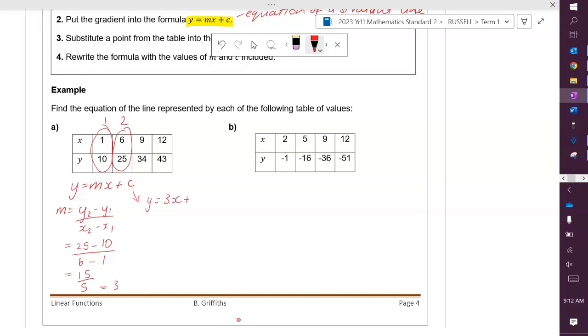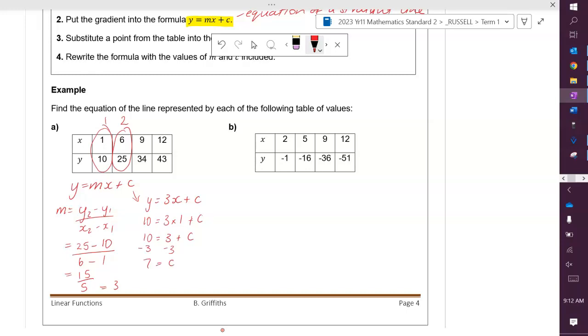So 3x plus c. What I then need to do is substitute in one pair of these coordinates. It doesn't matter which pair you pick, usually the smallest, or if there are negatives, we try to pick ones without negatives to make it a bit easier. But if I'm going to use this first one, x is 1, y is 10. So everywhere I see a y, I'm putting 10, and everywhere I see an x, I'm putting 1. And then I'm trying to find c. So this is 10 equals 3 plus c. To get c on its own, I need to solve my equation. So that tells me that c is 7.